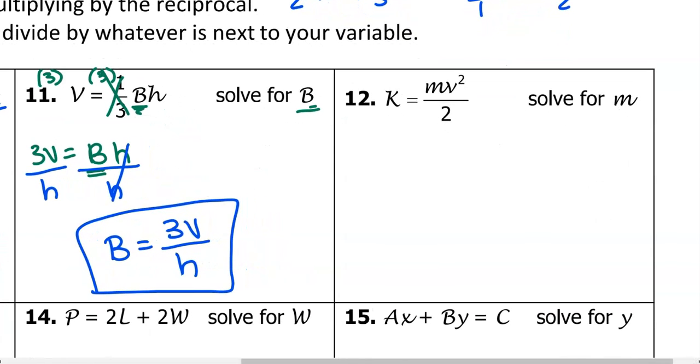So right now, it is being divided by 2. Bless you. You okay?